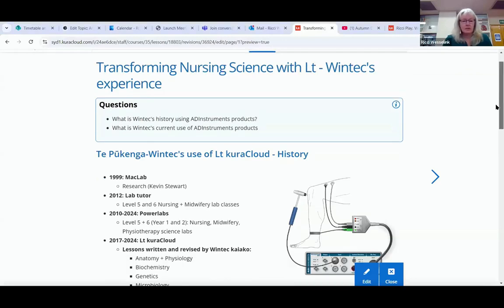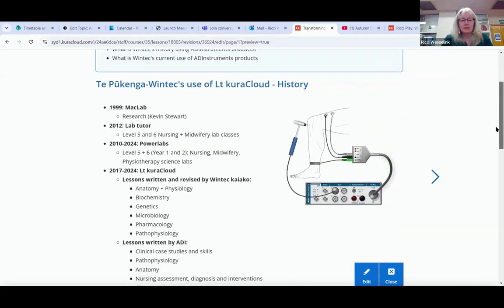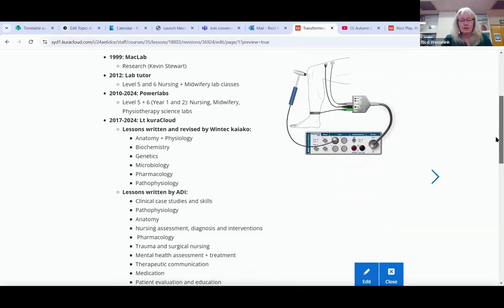Okay, so we're starting with these questions about our history of use. So I'm working in the LT platform. Again, you'll hear me refer to it as both LT and Kura Cloud. Those are the terms that we use here. Our experience really stretches back to 1999, where one of our researchers and current staff members, Kevin Stewart, started using MacLab for practical experiments and research.